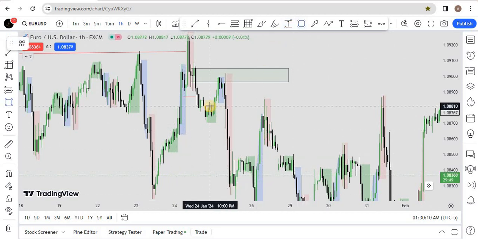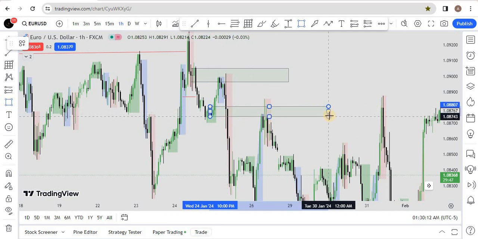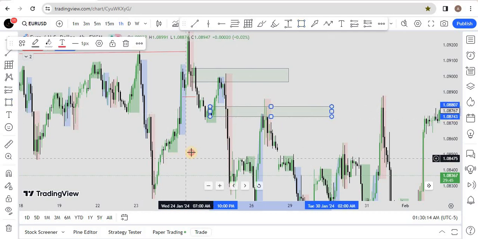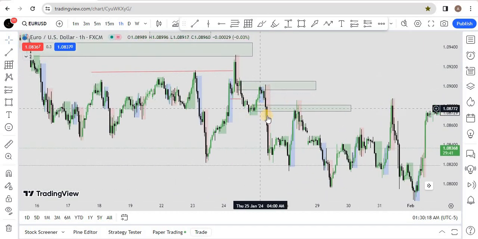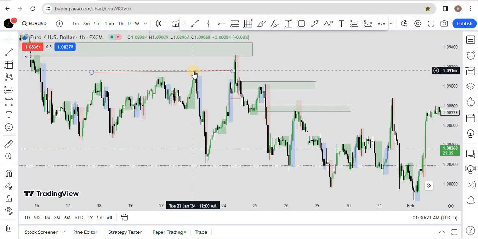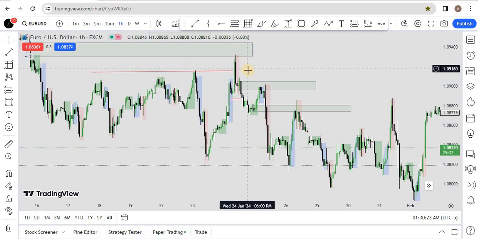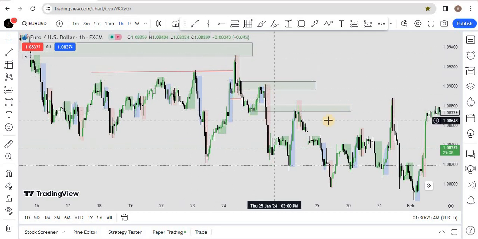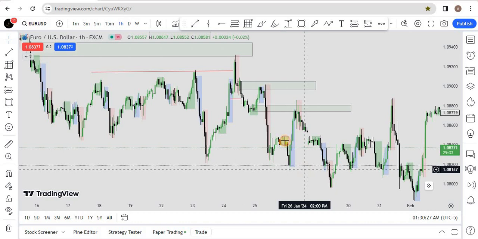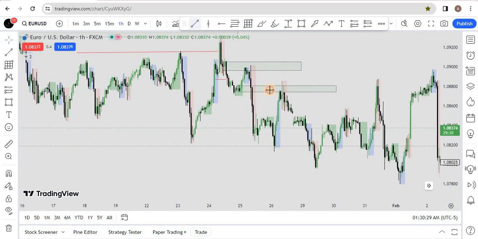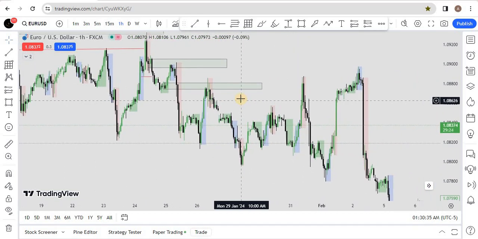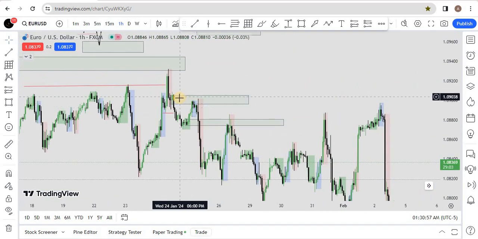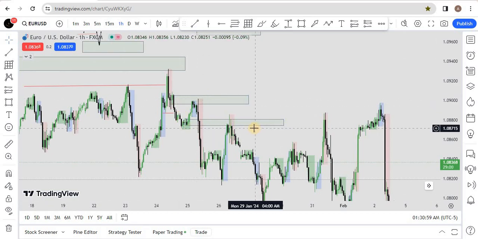We have a breaker block. Why is it a breaker block? Why is it not a mitigation block? Because price tapped the liquidity and then came back. Understand? Here is the target, liquidity, here is the target. So this is the order block and this is the breaker block.